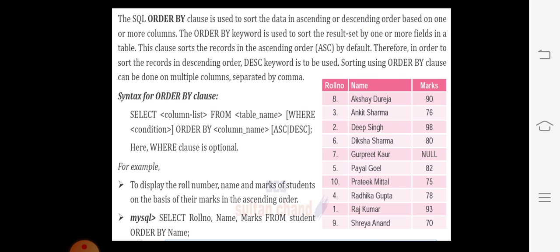The SQL ORDER BY clause is used to sort the data in ascending or descending order based on one or more columns. This clause sorts the records in ascending order by default. Therefore, in order to sort the records in descending order, we need to use DESC.